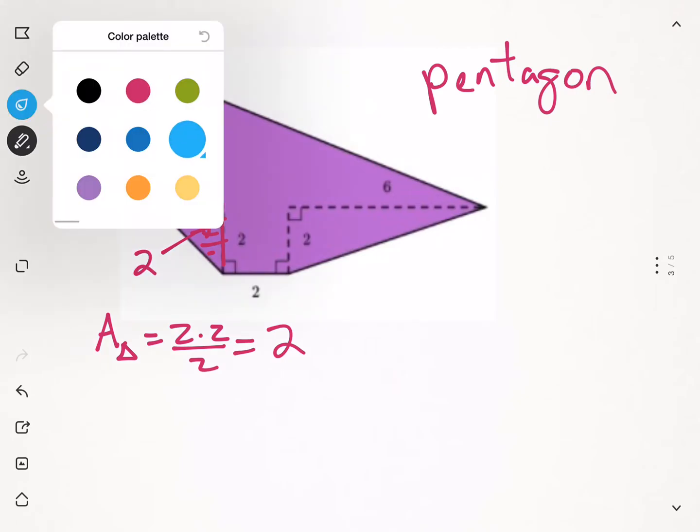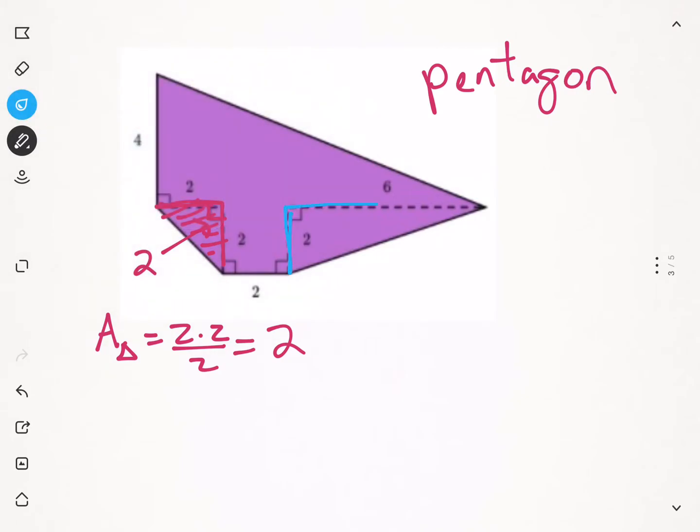I'm going to change color. This triangle over here, this blue triangle, there's my right angle. Area of that triangle is base times height, 6 times 2. There's my base, there's my height. 6 times 2 is 12. Always divide by 2 for triangles. 12 divided by 2 is 6. So the area of this piece is 6.